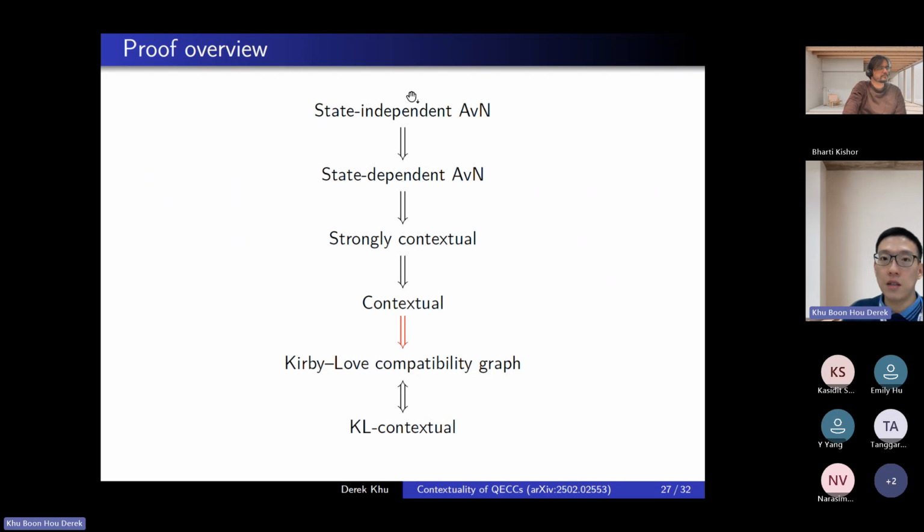There are other definitions of contextuality, which I won't go into, but we could show that we have this chain of implications, even if we don't take partial closure. Most of these have been proven in our previous work, or similar proofs exist before. The more interesting part of the proof is where we prove that being contextual means that you must have this Kirby-Love graph property. And if we take partial closure, we can in fact show that these two properties are the same. So if we take partial closure, all of these properties end up being the same.